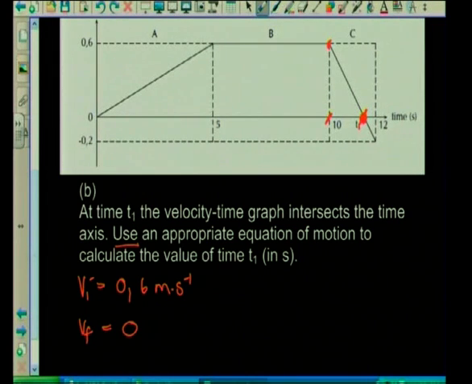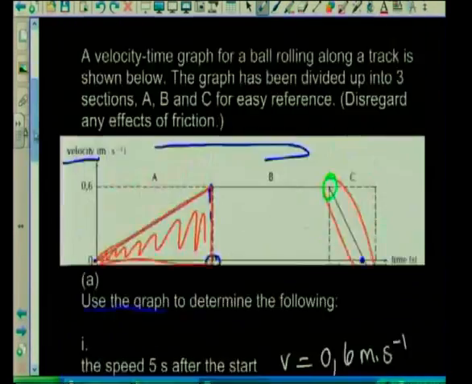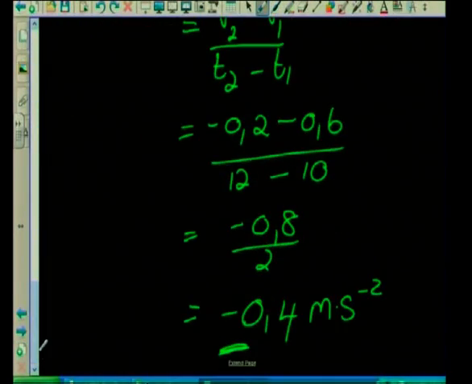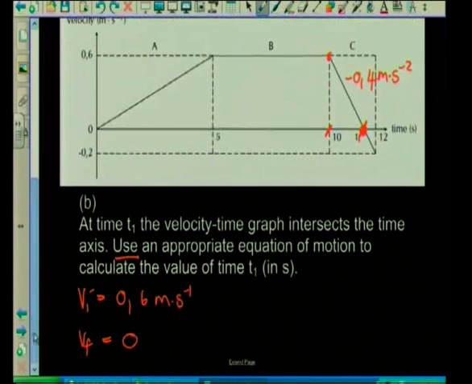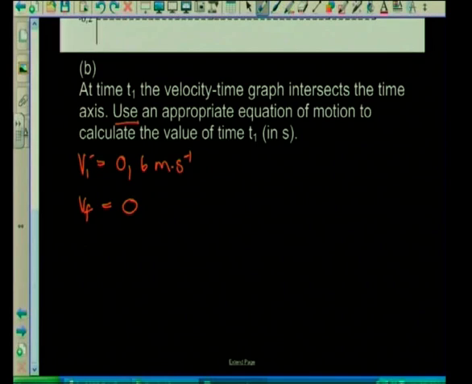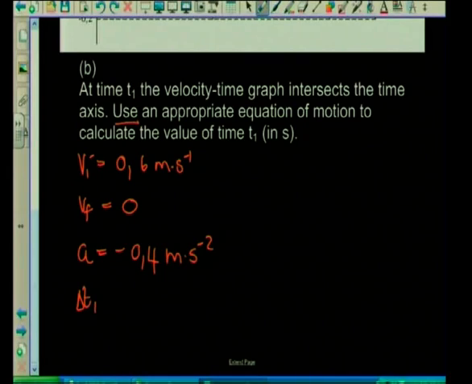We also, and I'm just going to remind you, earlier we calculated over here the acceleration to be minus 0,4. I still need to use that, grade 10s. That hasn't changed. I've just added a little bit to the question. So this was minus 0,4 meters per second squared. So A is minus 0,4 meters per second squared, and what they want is we need T1. T1, not Ti, sorry.